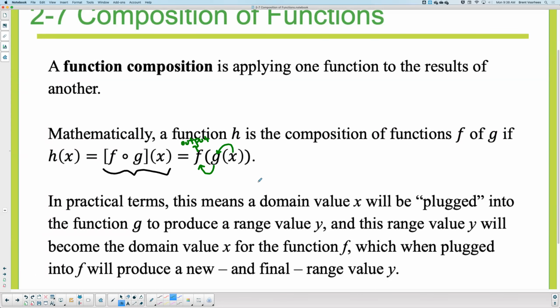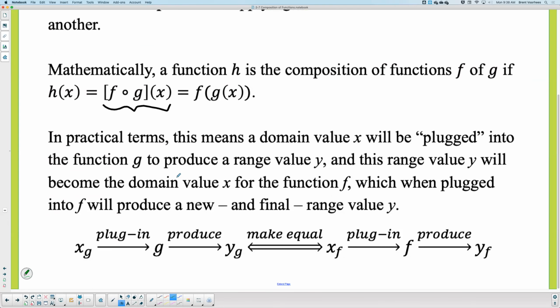Okay, so I have the arrows there. Let me scroll down, and here this is walking through the same thing, that I'm plugging something into g. So x of g, a domain value of g, you plug into g and it'll produce some new y value. Well, this y value becomes the x value into the f equation. That's what this is saying right down here. And once you plug that into f, you'll get some new y value output. And that's the order that we're going to do this.